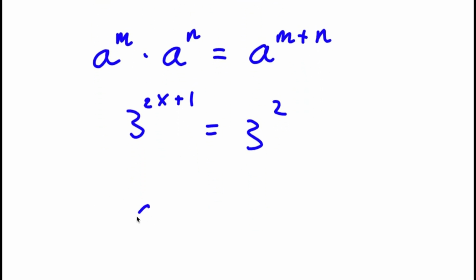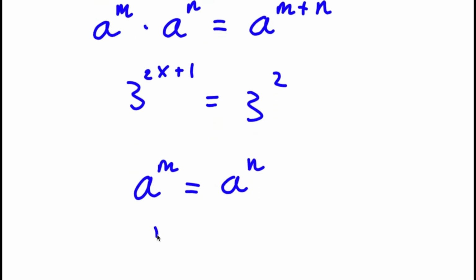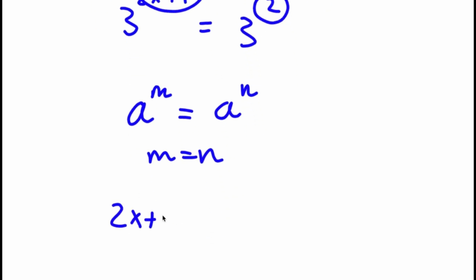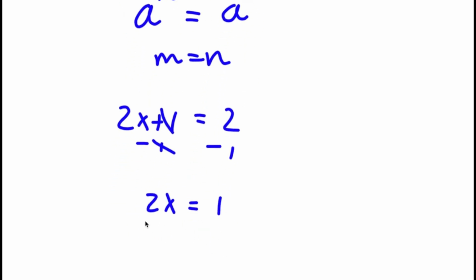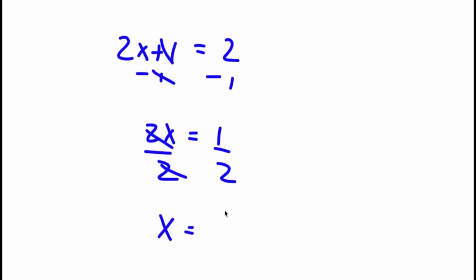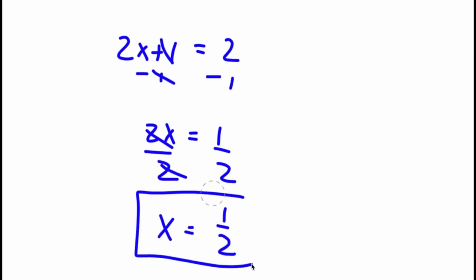Now, if I have something in the form a to the power of m is equal to a to the power of n, then this means that m is equal to n. So in this case, 2x plus 1 is equal to 2. I'm going to first subtract 1 on both sides. So I have 2x is equal to 1. Now I can divide both sides by 2, and I have x is equal to 1/2. So this is my answer.